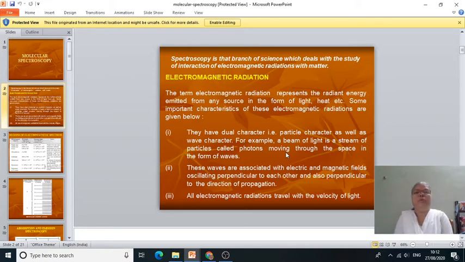Here, all of you know spectroscopy is the branch of science which deals with the study of interaction of electromagnetic radiations with matter. In short, spectroscopy is the study of interaction of electromagnetic radiation with matter.